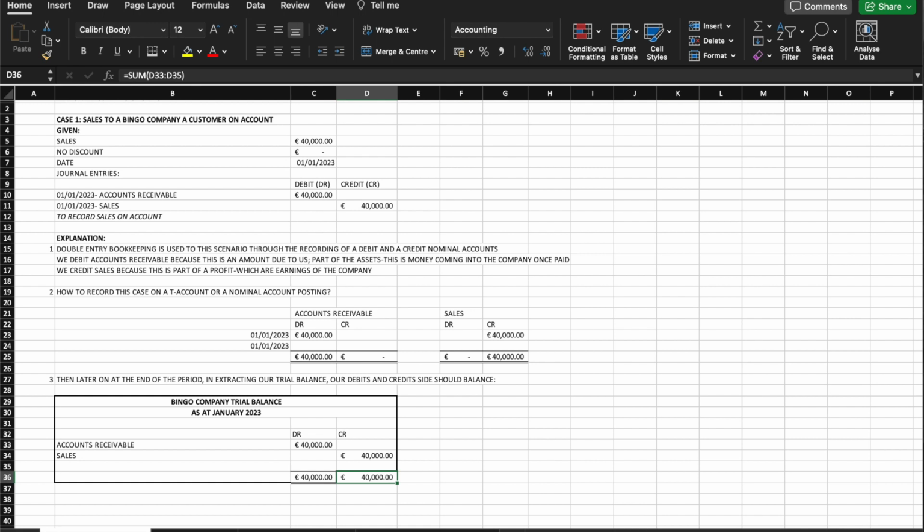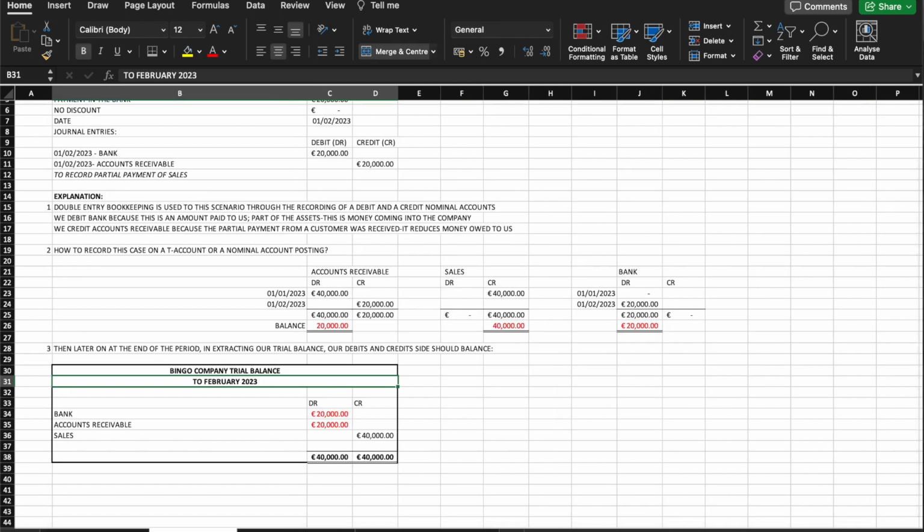So how about when the payment is made by the customer? How do we record that? How is this going to affect the accounts? And I will be showing that on our next tab.